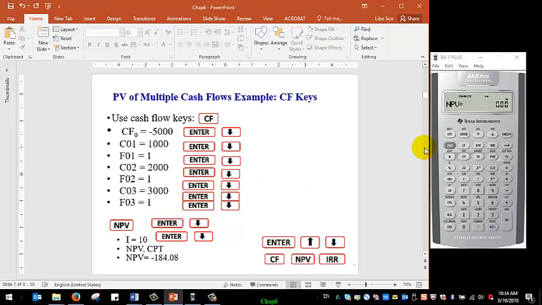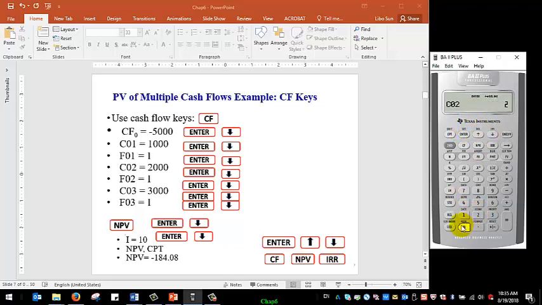Now let's practice using cash flow keys. The first, let's press cash flow button. So we enter the 5,000 negative. Press plus and negative to change the sign. Click enter. Remember, you have to enter the number first, then click enter to register. Then move down. The first year cash flow 1,000. Enter down.